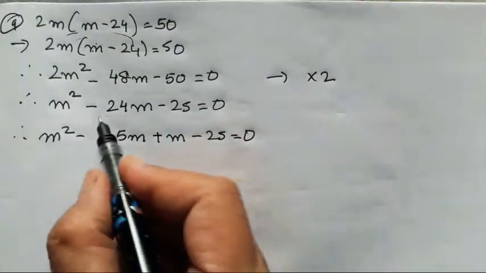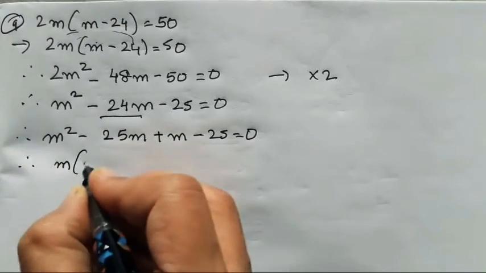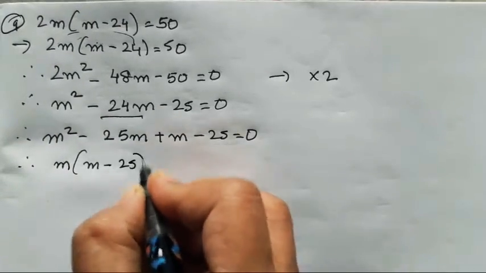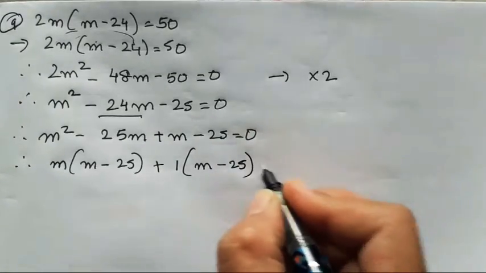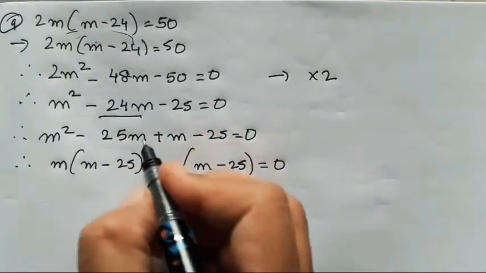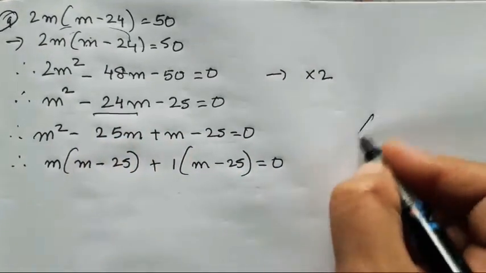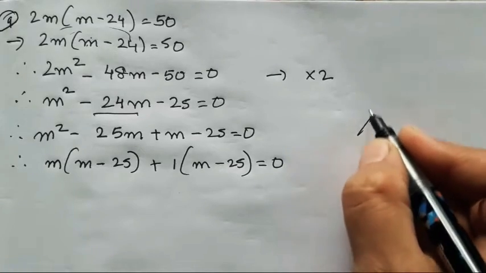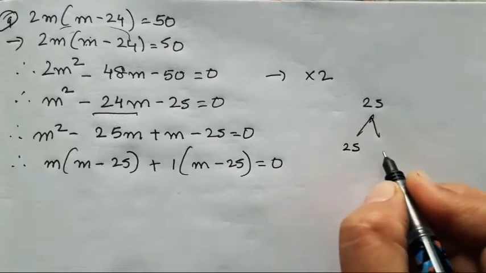Now you all have to split the middle term. Splitting is very important. I have shown you all, so that is why I am not showing that step again and again. You can multiply and check which terms you have to get for multiplying to 25. That is 25 into 1. So don't worry how you are going to get 25. I have multiplied 25 with 1.